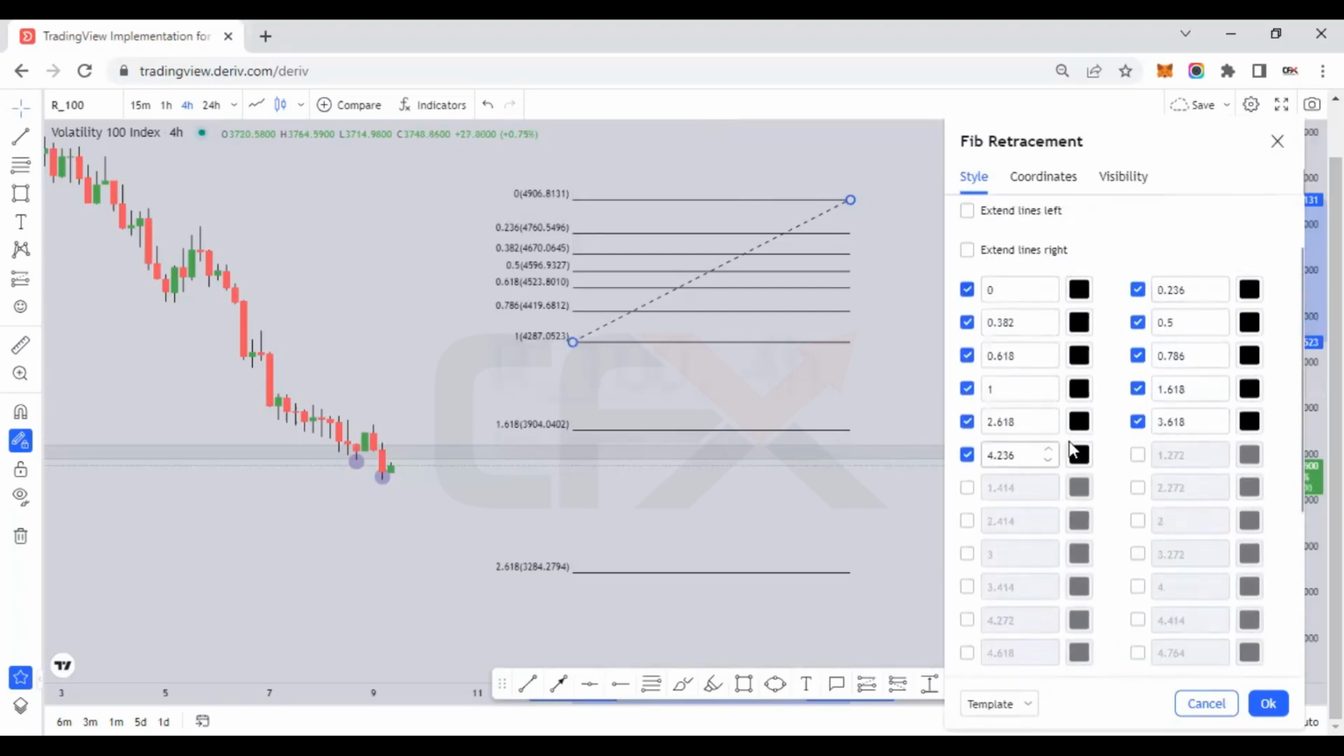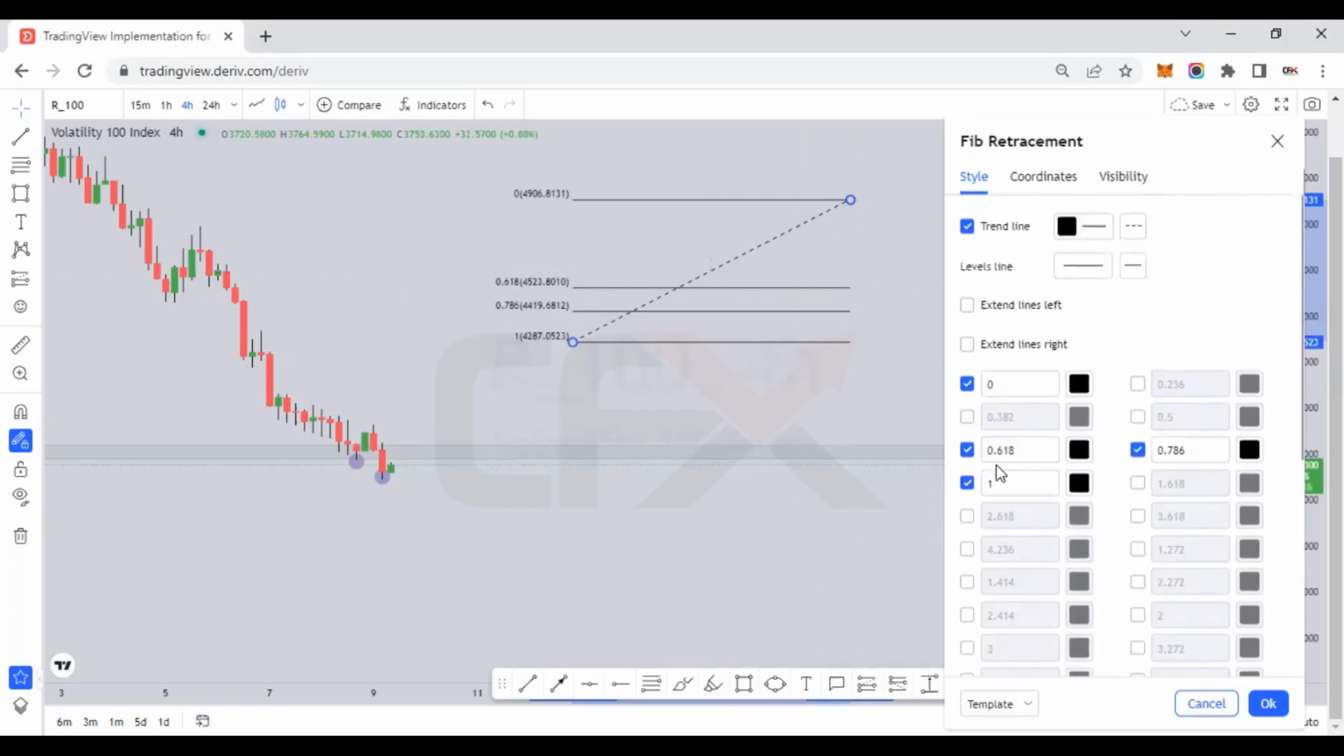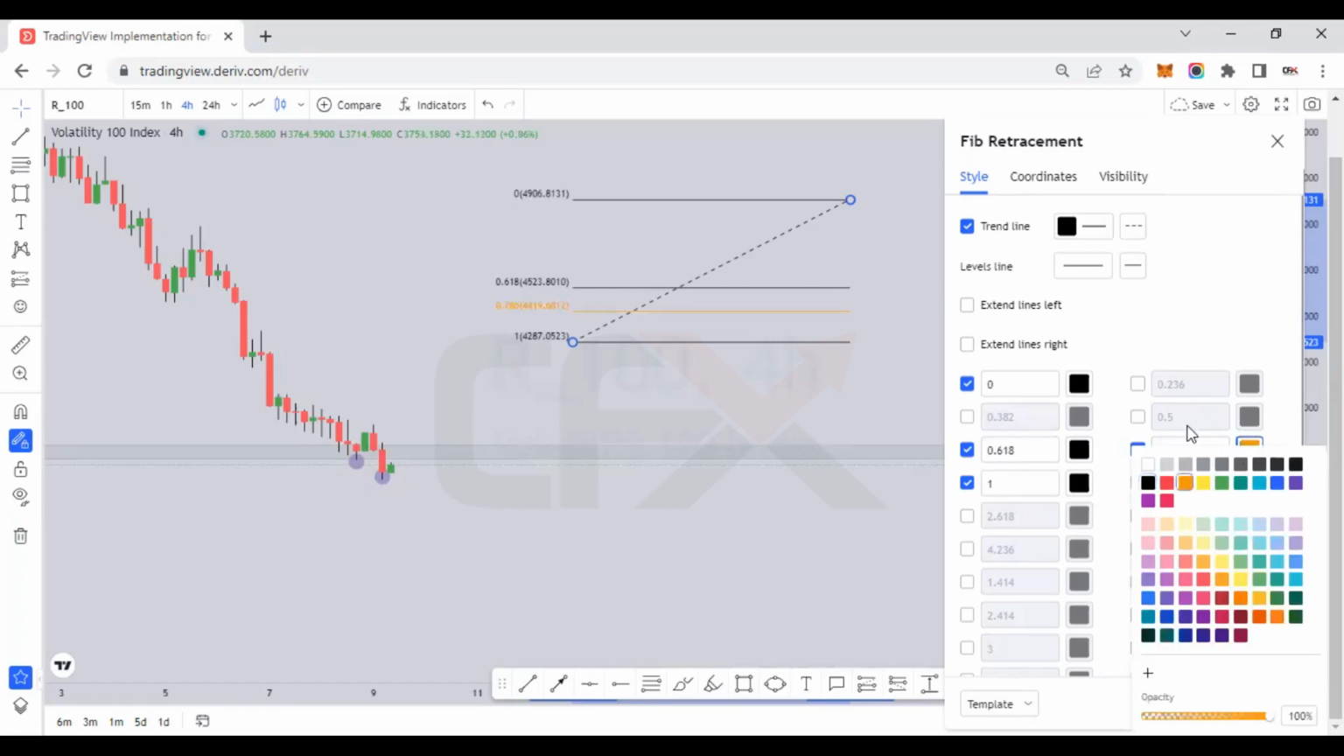Then another thing is to look at the numbers that we have. There are so many numbers here, but we are going to use very few of them. So here we are going to uncheck these ones. All these ones, we are going to uncheck them. So just uncheck this. Good. So these are the numbers that I use. The 618 level and the 786 level. I'll talk more about them later. Let me change the color of this.